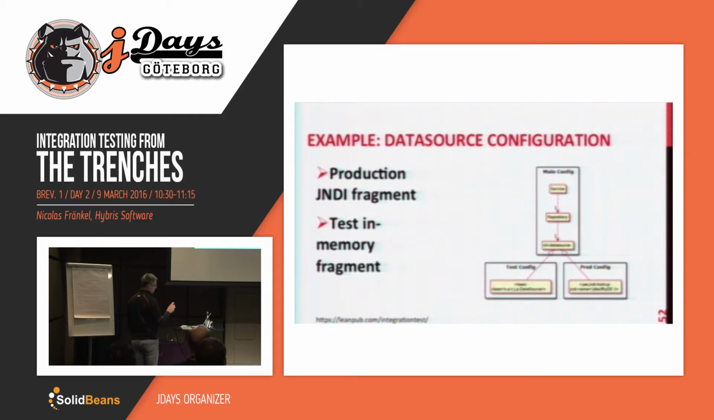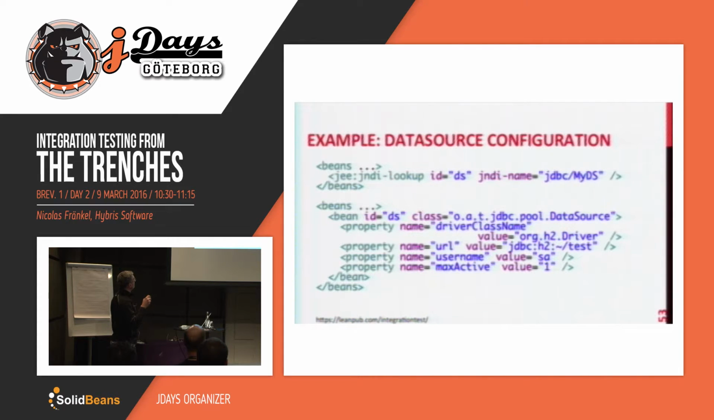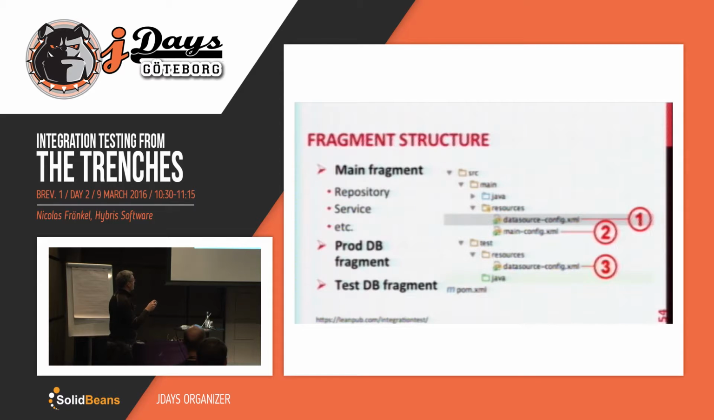In XML, which I don't advise you to use anyway, this might look like this. Here you have the production fragment, and here you have the test fragment. Here, put this into your memory buffer, I will get back to this later, the max active connections. So how do you put those fragments together? Very easily. Remember about Maven, you have the main configuration, and here you have the datasource-config.xml, which will be used in production, and the datasource-config.xml, which will be used for your tests. Done.